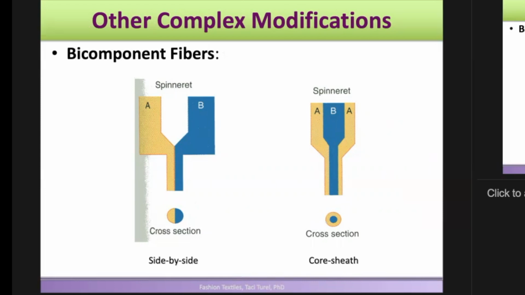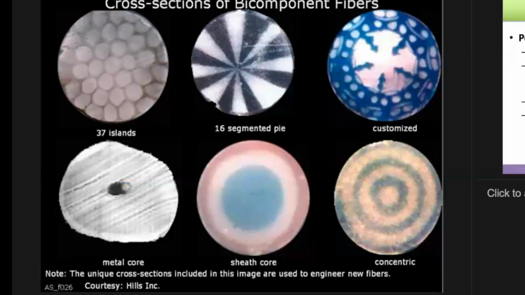Or you can create a cross section like this by arranging the solution in a different way. So this is called a core sheath. This is called side-by-side arrangement. So these are different cross sections of bicomponent fibers.